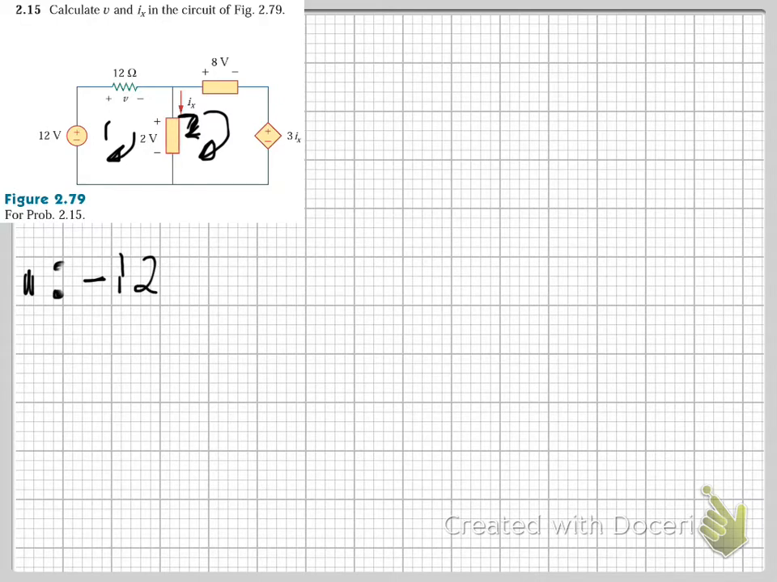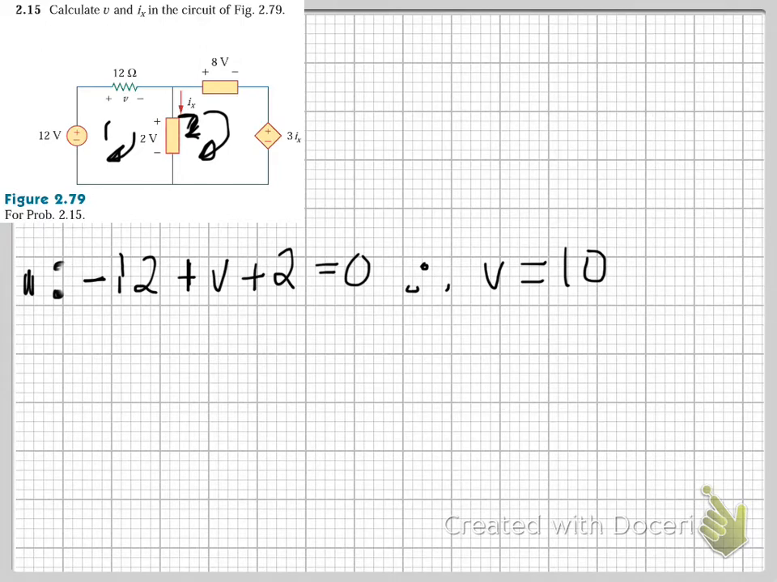Negative 12 volts plus V plus 2 is equal to 0. So therefore, our V is equal to 10. And then now for Ix.